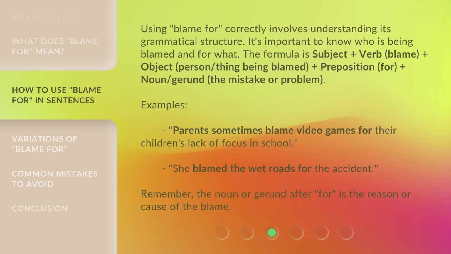The formula is: subject plus verb (blame) plus object (the person or thing being blamed) plus preposition (for) plus noun or gerund (the mistake or problem). Examples: parents sometimes blame video games for their children's lack of focus in school. She blamed the wet roads for the accident. Remember, the noun or gerund after "for" is the reason or cause of the blame.